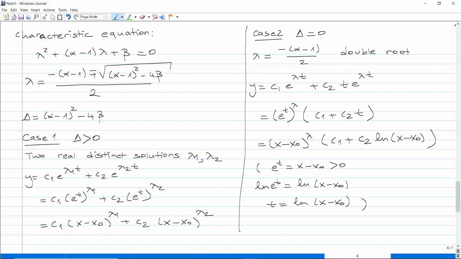So in the case of a double root, again we have the polynomial part, x minus x0 to the lambda, but it is multiplied by a logarithmic term. We have a logarithmic term in the solution.